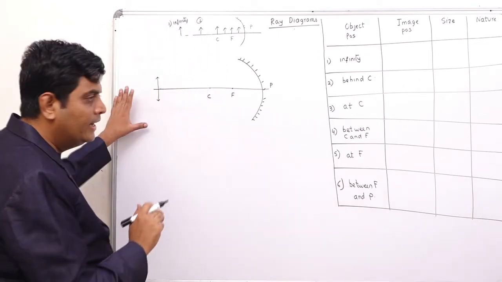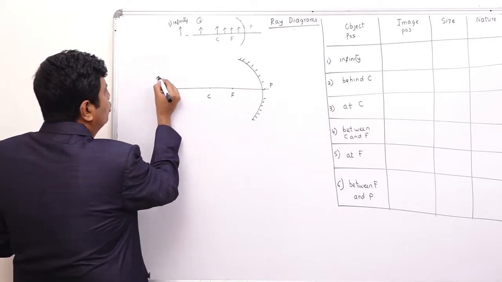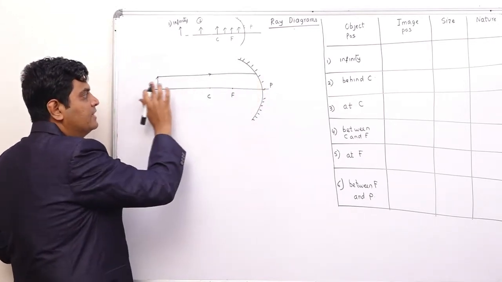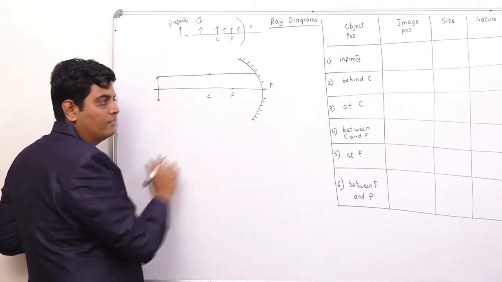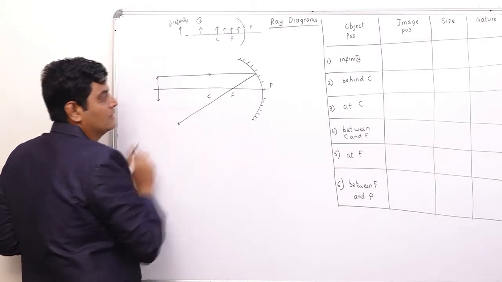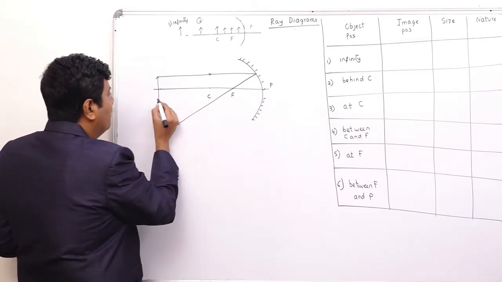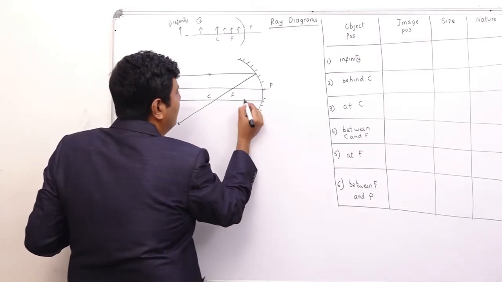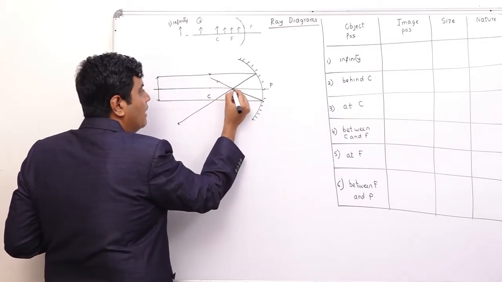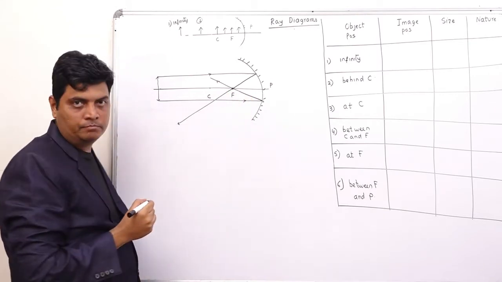For infinity, you can draw two parallel lines. So this is my incident ray. Now what does the rule say? If the incident ray is parallel to the principal axis, the reflected ray will pass through the focus. Again, my incident ray is parallel to the principal axis, the reflected ray passes through the focus. Both of them meet at this point F.